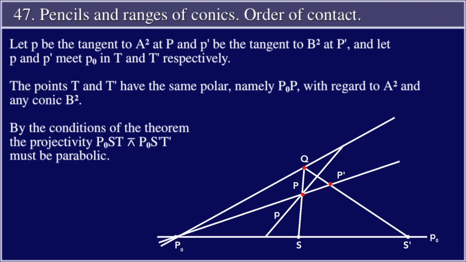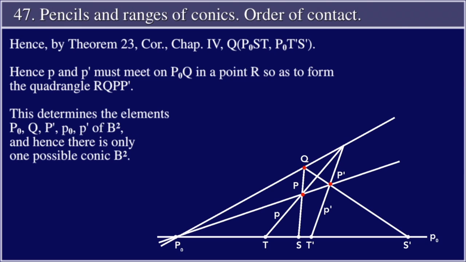Let p be the tangent to A² at P, and p' be the tangent to B² at P', and let p and p' meet p0 in T and T' respectively. The points T and T' have the same polar, namely P0P, with regard to A² and any conic B². By the conditions of the theorem and the projectivity, P0ST projective with P0S'T' must be parabolic. Hence, by Theorem 23, Corollary, Chapter 4, the quadrangular set Q of P0ST, P0T'S', hence p and p' must meet on P0Q in a point R so as to form a quadrangle RQP'.